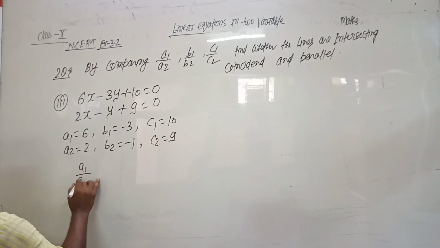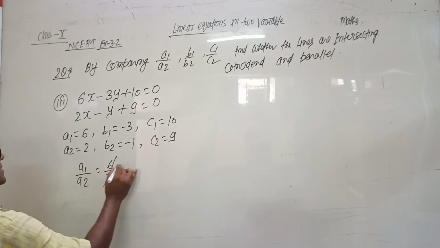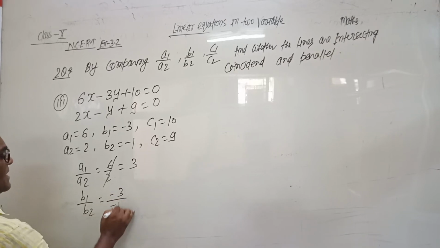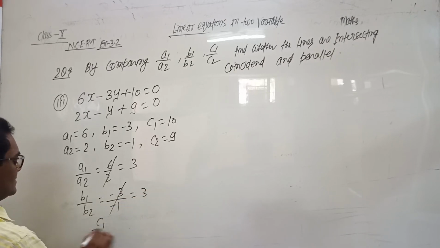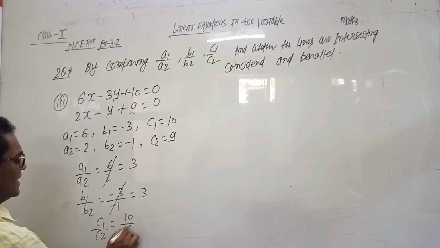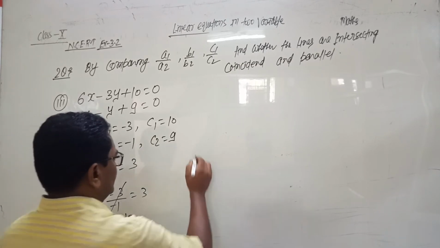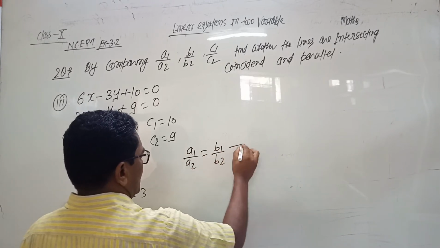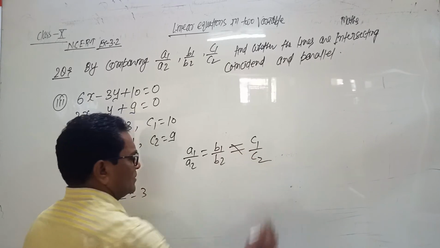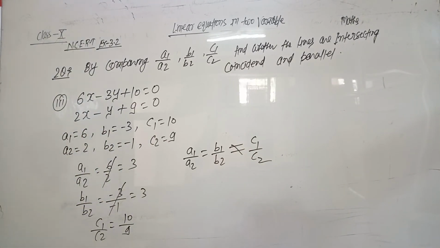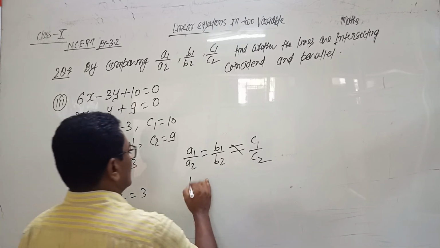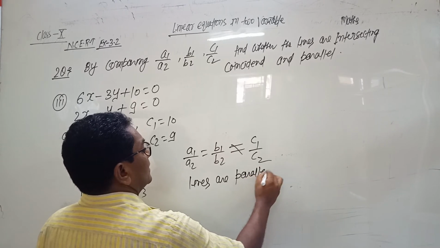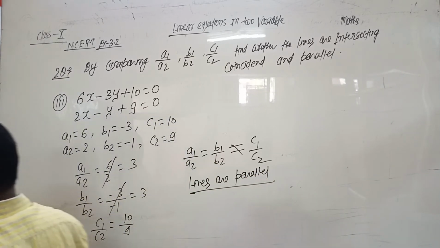Now find a1 by a2: this is 6 by 2, which is 3. Then b1 by b2: this is minus 3 by minus 1, which is also 3. Then c1 by c2: this is 10 by 9. So it is clear that a1 by a2 equals b1 by b2 but not equal to c1 by c2. And this is the condition that the lines are parallel. Lines are parallel.